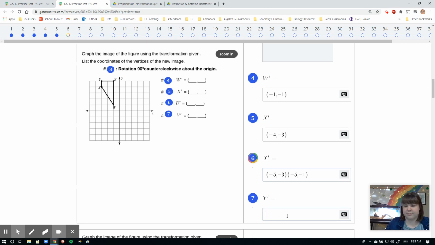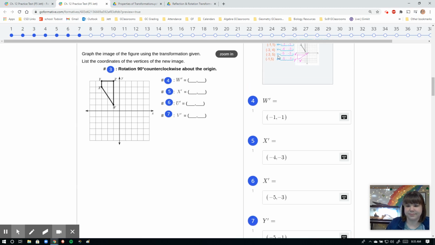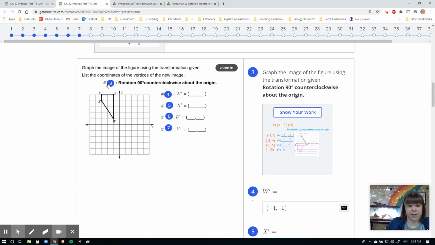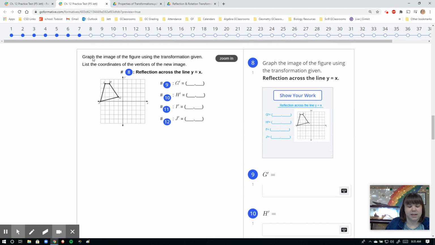Nope, that did not paste. Okay. So we had, what was it, -5, comma, -1. There we go. Okay. So that's it for numbers 3 through 7. Let's do the next one.